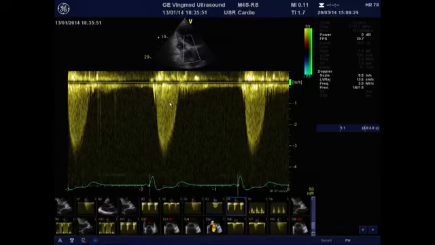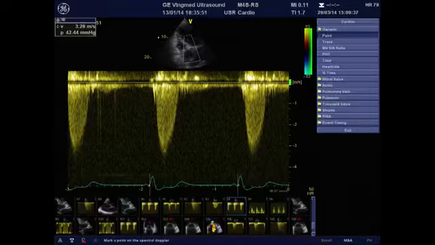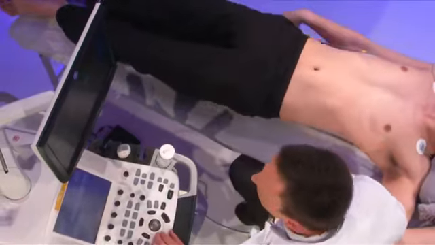So after having made this differentiation, we will try to record the highest velocity flow, and this is from the apical view, where we can see that the maximal velocity here is around 3.3 meters per second, but I will ask the patient to turn on his back, and I will try to record a better flow from another window.